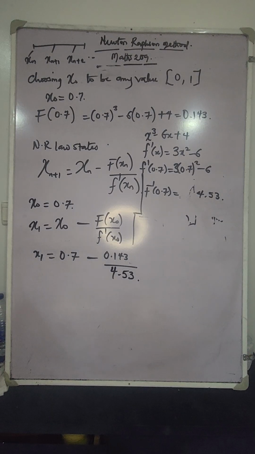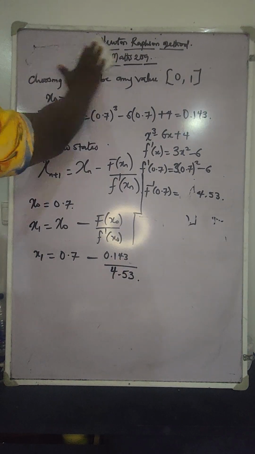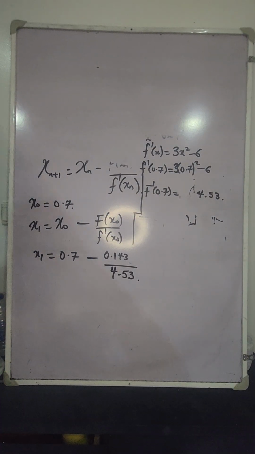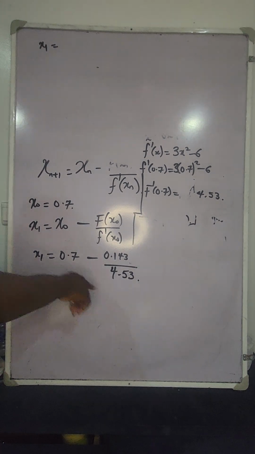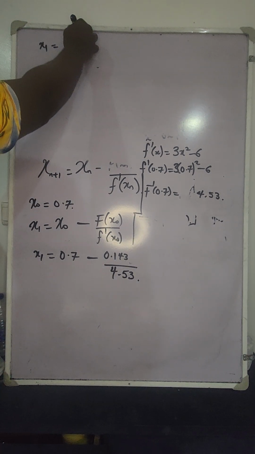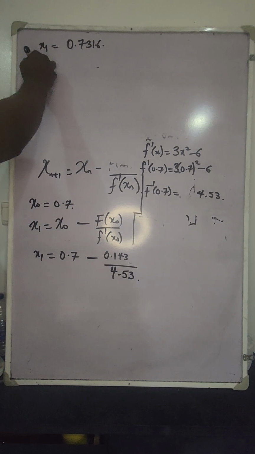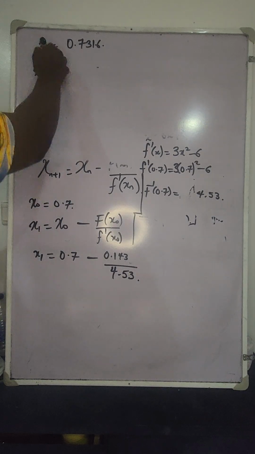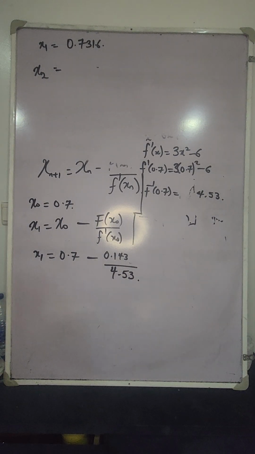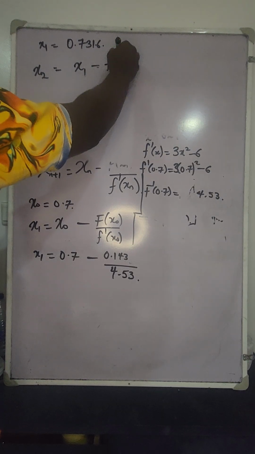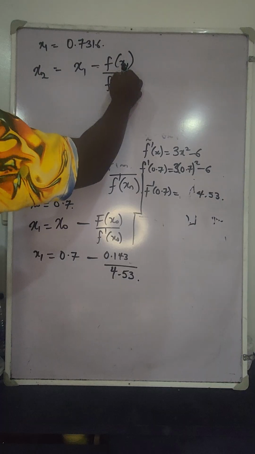Is that clear? And so x1 is equal to, if you do the math of this, 0.7316. Is that clear? 0.7316. And so what do we do next? We said that x2 is equal to x1 minus f of x1 all over f prime of x1.